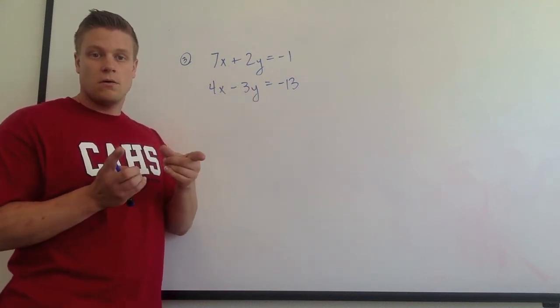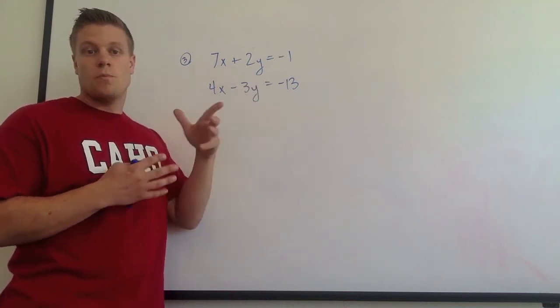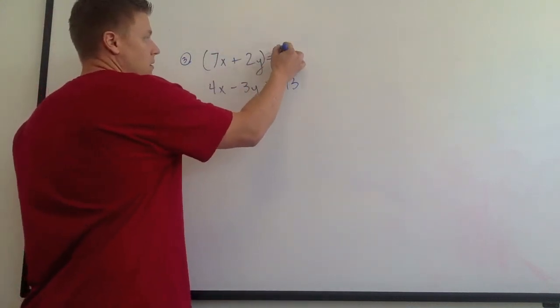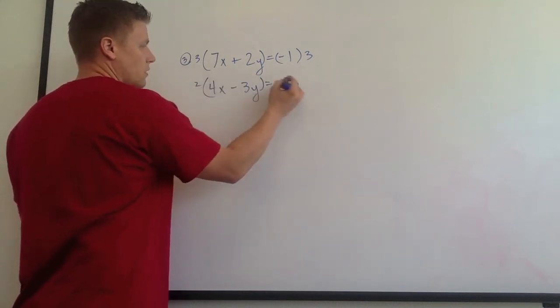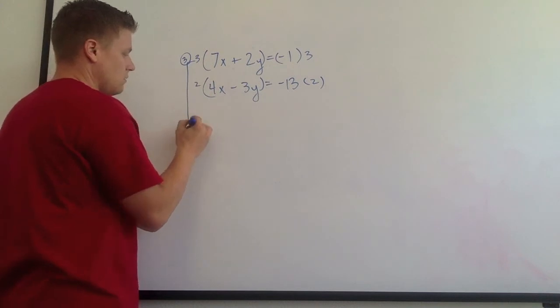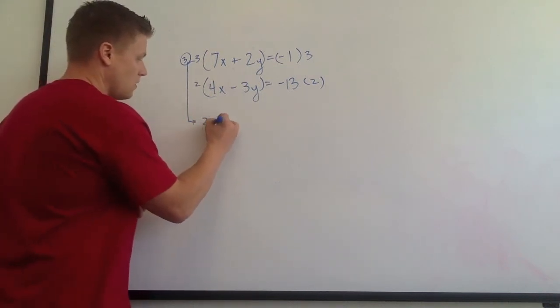So I already know that my y needs to become 6y and negative 6y. So both equations will have to be changed. The top one, we're going to multiply by 3. And the bottom equation, we're going to multiply by 2. Sometimes I draw arrows down to help me follow where my equation came from.